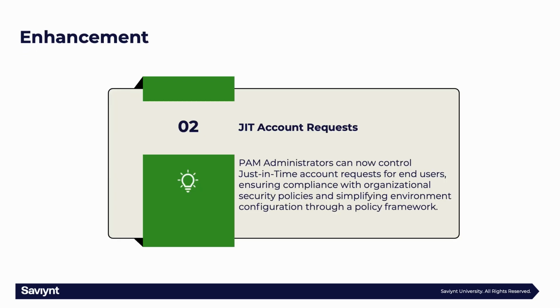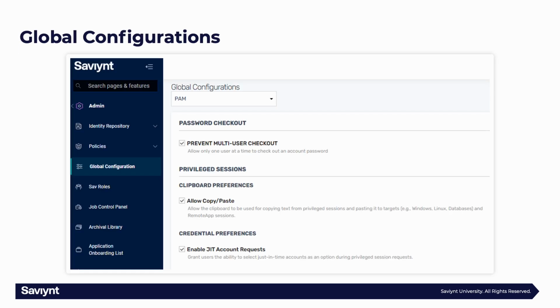Now, let's look at the enhancement. PAM administrators can now fully control just-in-time account requests for end users, ensuring compliance with organizational security policies while simplifying environment configuration through a policy framework. Within global configurations under PAM, the Enable JIT Account Requests option is enabled by default, allowing users to request on-demand just-in-time access during privileged sessions. Administrators can disable this policy to remove JIT access options for end users.